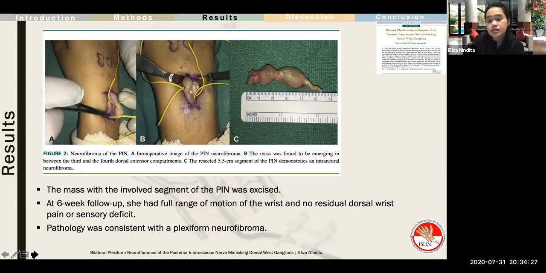This is because she was complaining of bilateral symptoms, in the right and also the left hand. So this is the third and the fourth dorsal extensor compartments. This is the right hand between the third and the fourth dorsal extensor compartment. As we confirmed, the mass was originating from the pin. The mass with the involved segment of the pin was excised, and then there were no further complications.